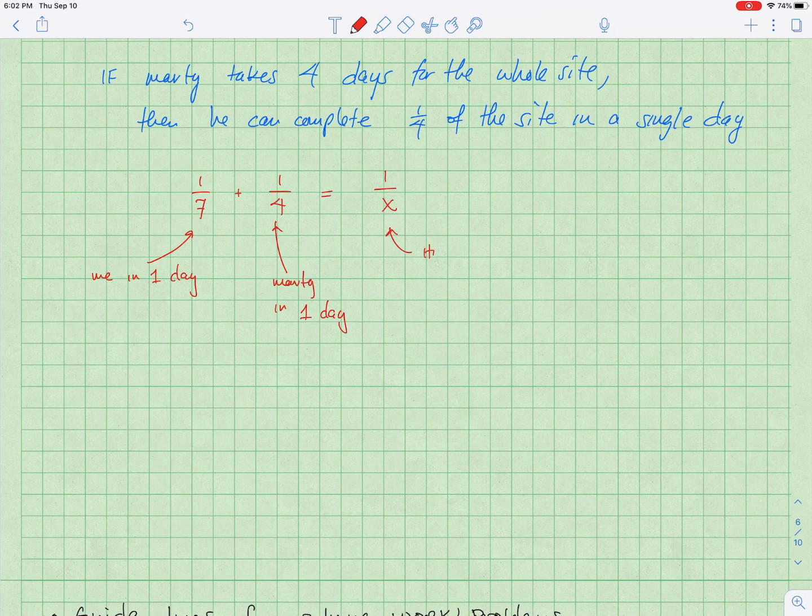This is how much we both do in 1 day. And if I can find out how much we can both do in 1 day, then X is how long it takes both of us to complete the job.